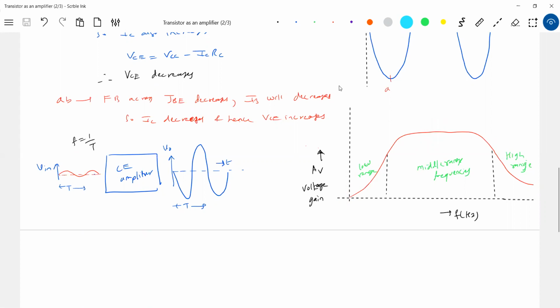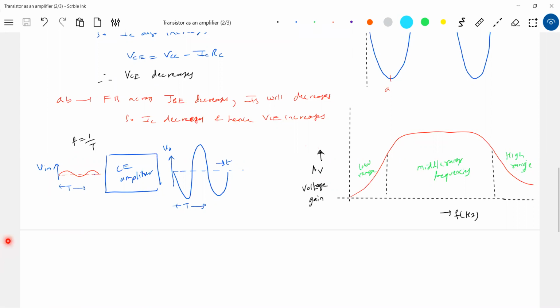I think for your level, if you can just remember how the gain varies with frequency: it first increases, becomes maximum, almost remains constant, then decreases. For middle range frequency, reactance is minimum. Here, capacitive reactance and inductive reactance are almost negligible. Got this idea? Okay, this is about the amplifier.